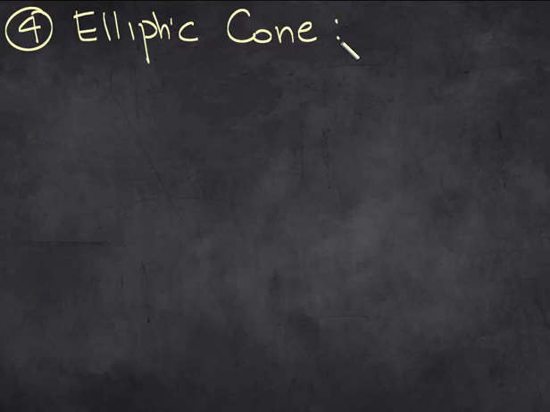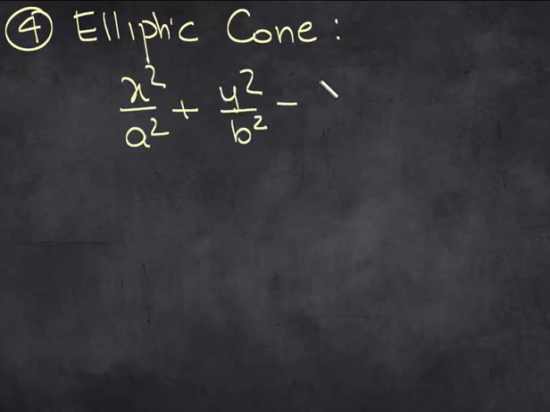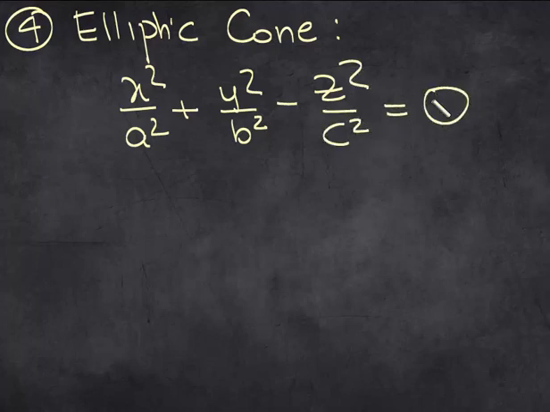So we'll take a look at an elliptic cone, which looks like this. We have x squared over a squared plus y squared over b squared minus z squared over c squared is equal to 0. So we have the XY plane. What does a trace look like?